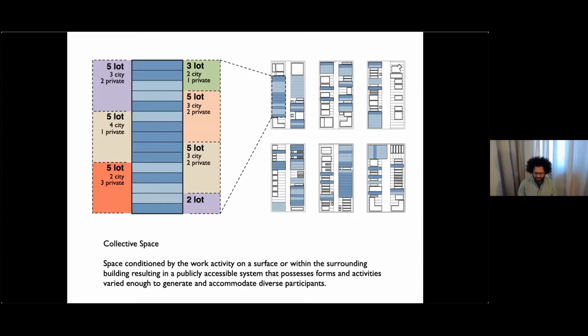plus other combinations too. And in general, really just starting to define collective space relative to this project as the space that's conditioned by a kind of work activity that might take place on the surface or within the surrounding building. And how that results in a kind of development of a larger public accessible system that possesses form and activities that begin to be varied enough to accommodate diverse participants.